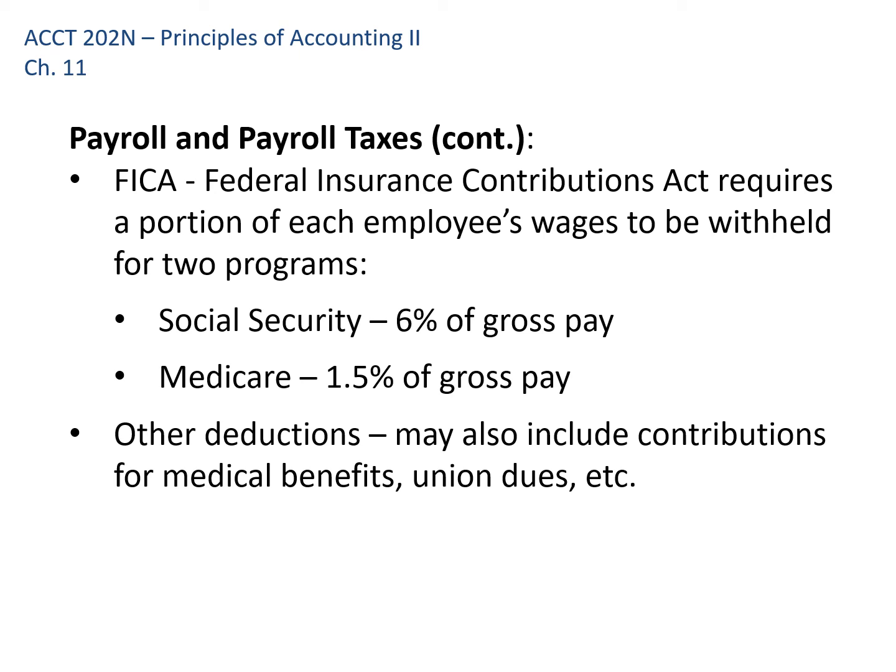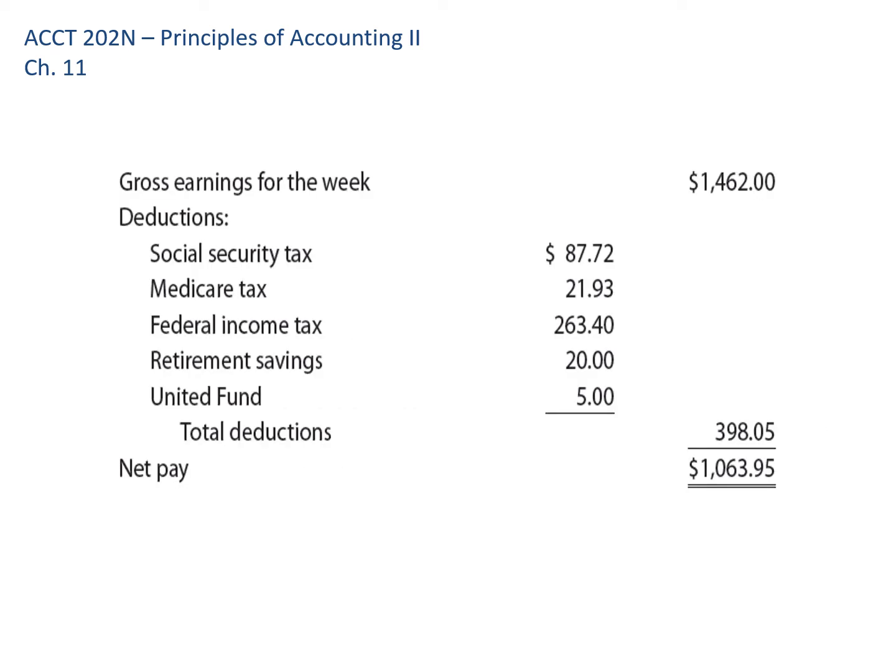Then there are potentially other deductions. That may be contributions for medical benefits, it might be union dues, it might be charitable contributions to United Way. A lot of companies do that. So it could be a whole variety of things. It could be retirement savings, deductions for your 401k plan.